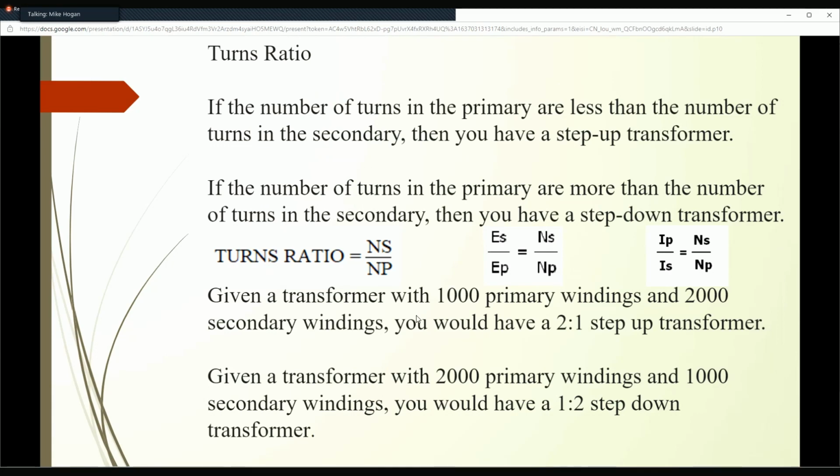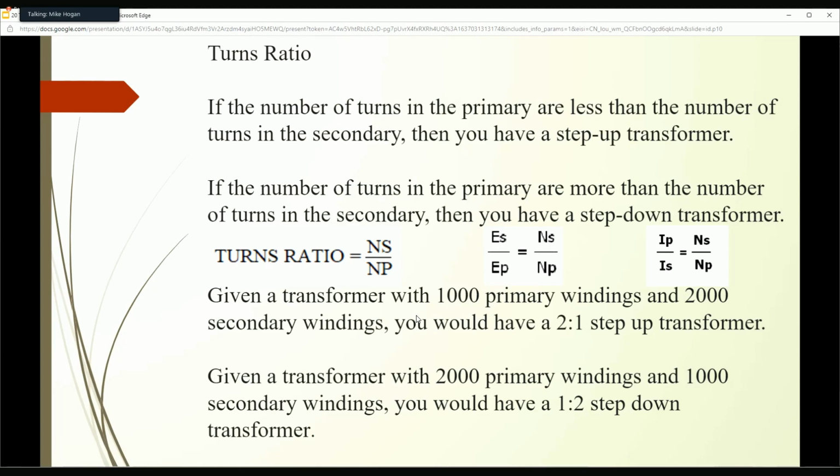Turns ratio. When we start thinking about the turns ratio, we're talking about the number of turns in the primary and the number of turns in the secondary, and how we look at those turns and what those turns will actually do or indicate.